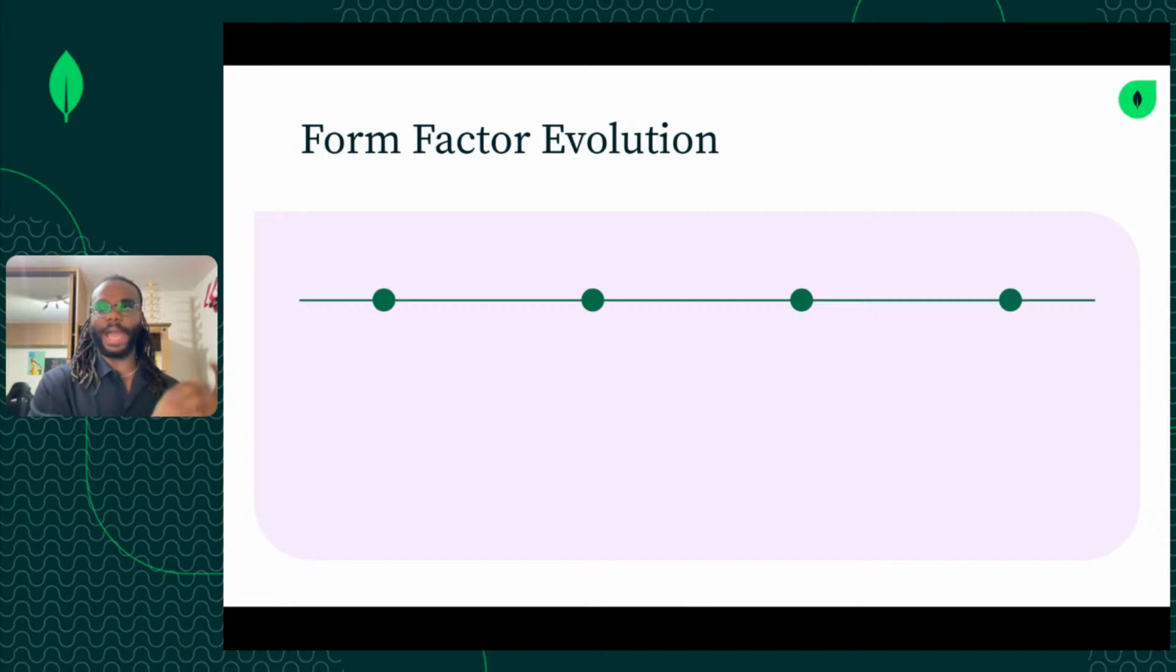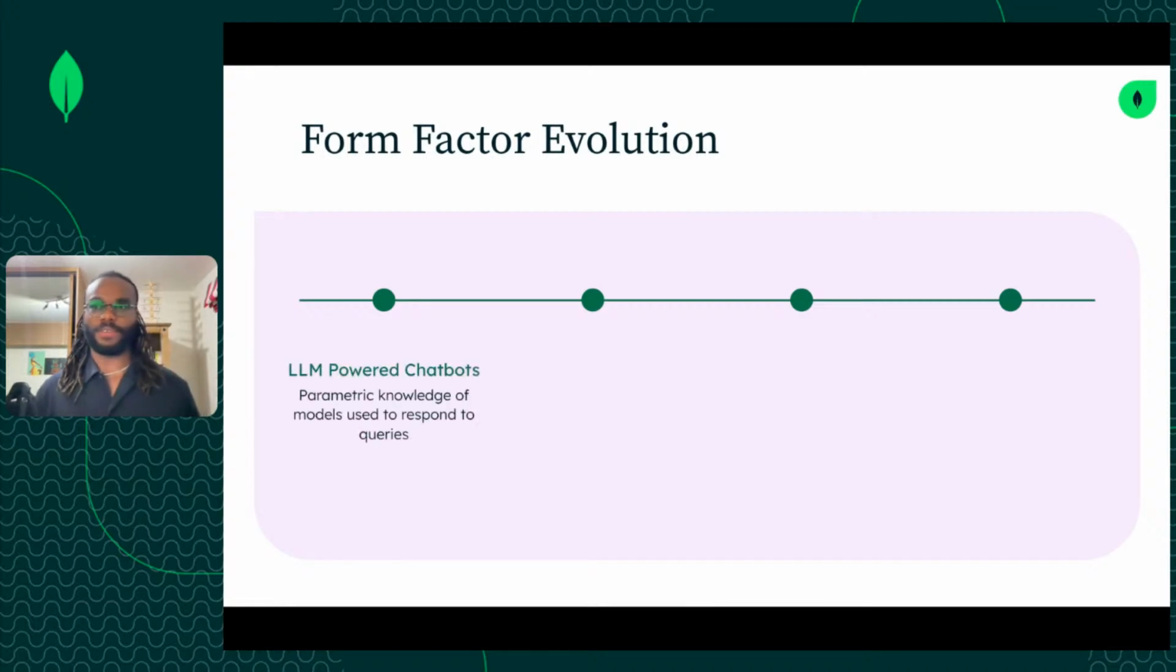But let's take a step back, right? What are we using this AI stack to build? We started off with LLM powered chatbots, and it's almost 2 years ago that ChatGPT came out, right? It came out around November 2022, and I don't know if it's the same for you, but to me, it feels like it's been ages since we've had ChatGPT, but it's only been 2 years. But so much has happened in between then and now.